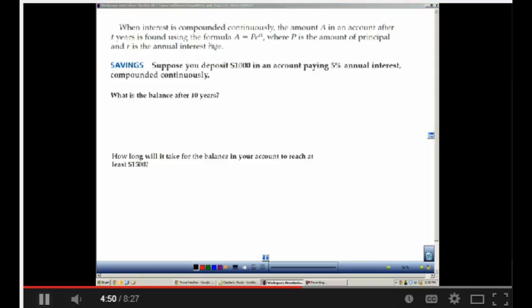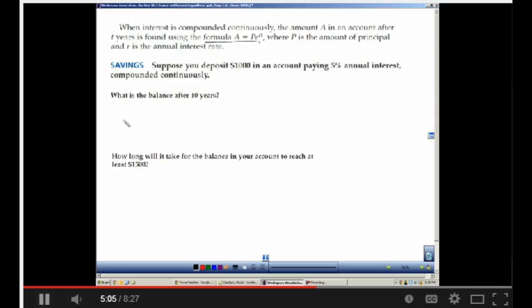Here we're given a formula used to find continual interest, and we're going to use that formula to solve this problem. We're depositing $1,000 and we're getting paid 5% annual interest compounded continuously. And the time that we're going to look at is 10 years.